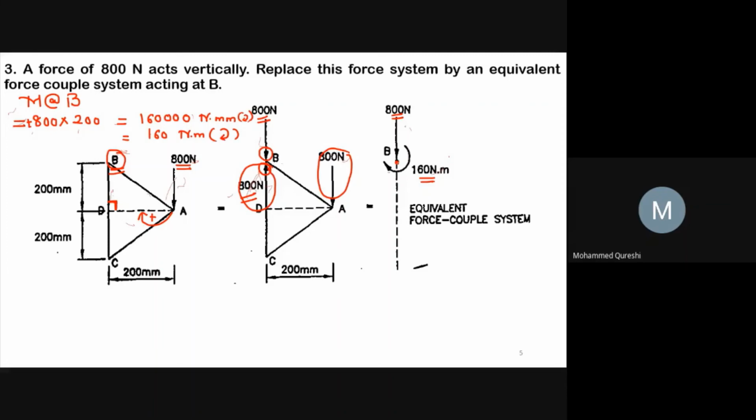So this way you have to solve the examples related to replacing a force by an equivalent force couple system. In the next lecture, we will go through coplanar non-concurrent forces examples.